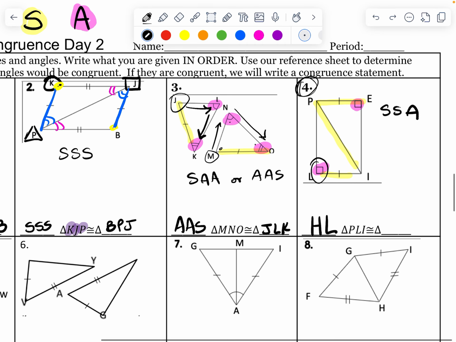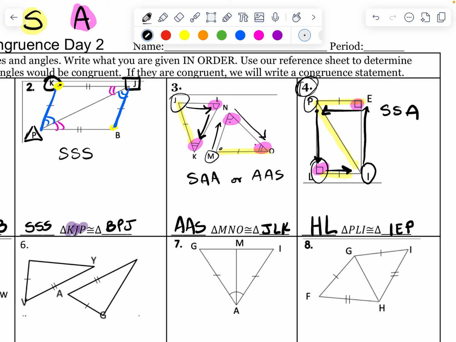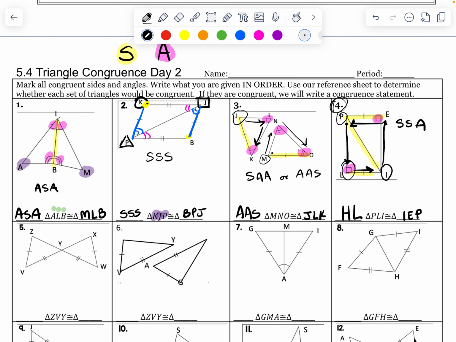Gorgeous. So PLI, P, long side, then short side. So I'm going to start on the opposite side. The P is actually going to go with the I, long side, short side, I-E-P. These are not folded on top of each other, y'all. These are rotations. So like the top triangle is a rotation to get down to the bottom triangle. You got to be careful about what goes with what.